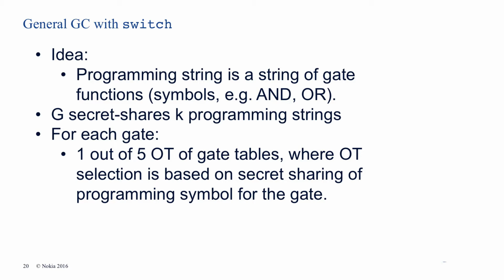So the difference is that now we're going to have to do only 1 out of 5 OTs of garbled tables, and those are the expensive OTs. We're still going to have to do 1 out of K OT on the programming strings, but those are short. In particular, the computational security parameter of 100 is not going to be a multiplicative factor in the 1 out of K, so that's a small thing. It's now interactive, you need to interact.